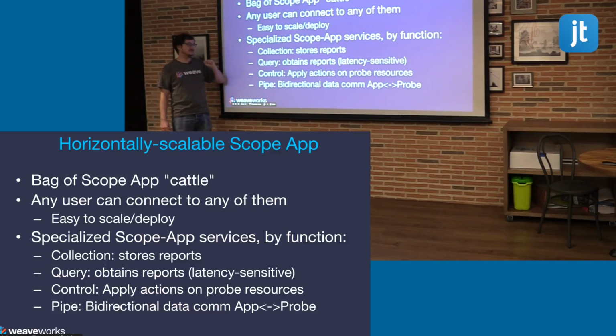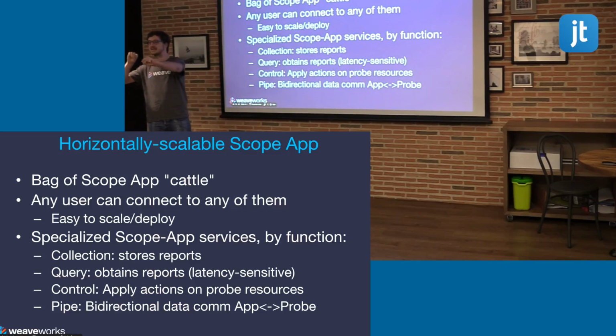So we implemented a collection service, which is in charge of collecting the reports and storing them. We implemented a query service, which was in charge of retrieving those reports and sending them to the user. No matter what user was connecting, the query service would connect to a common storage layer and gather the specific reports. We broke the app into 2 other services: control, which applies actions on probe resources, creates a terminal, shows logs, and so on, and something called pipe. So the control does an action, and the pipe then takes over and takes care of the bidirectional communication between the UI and the app and the probe.